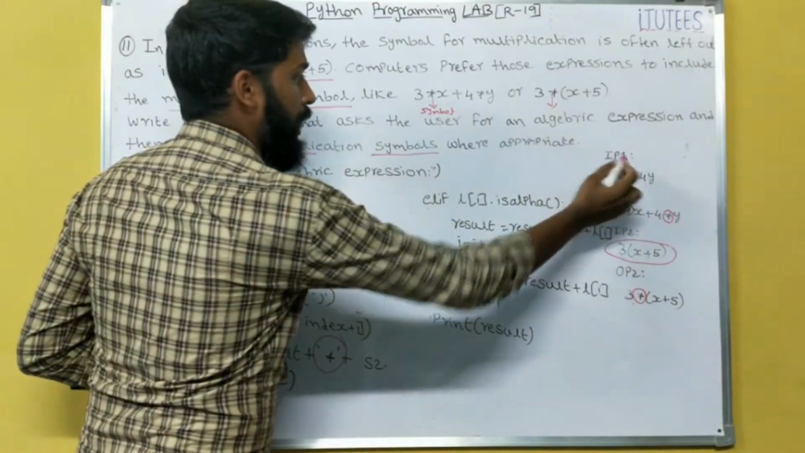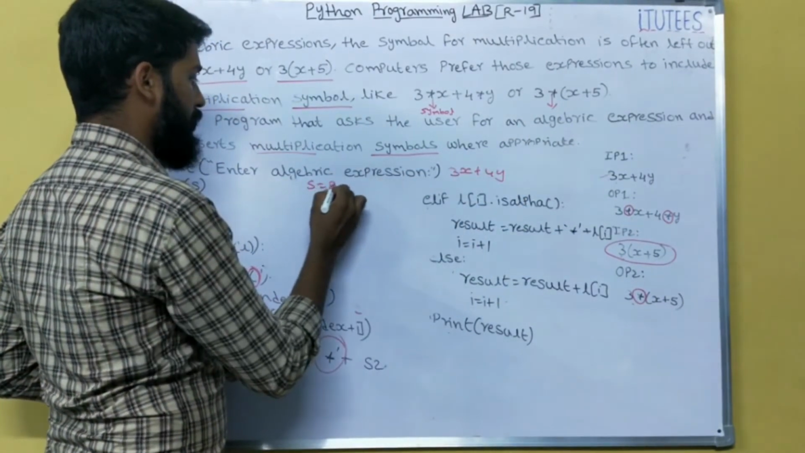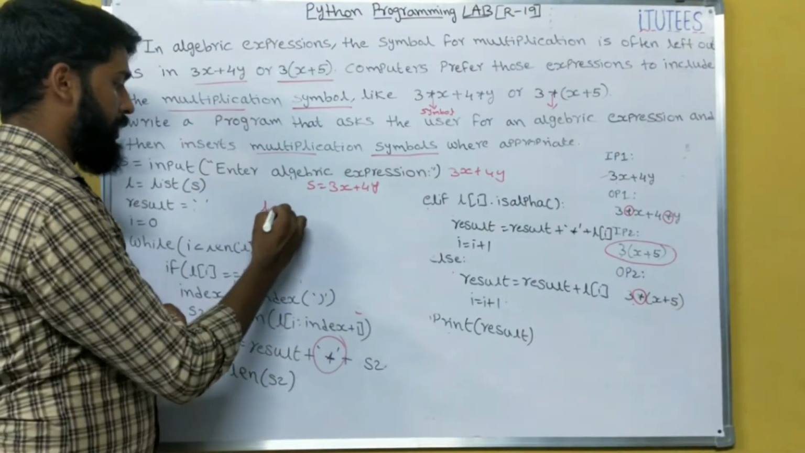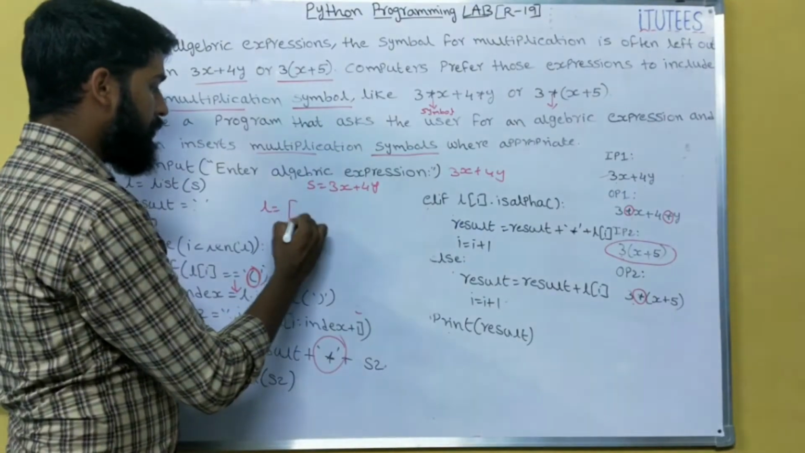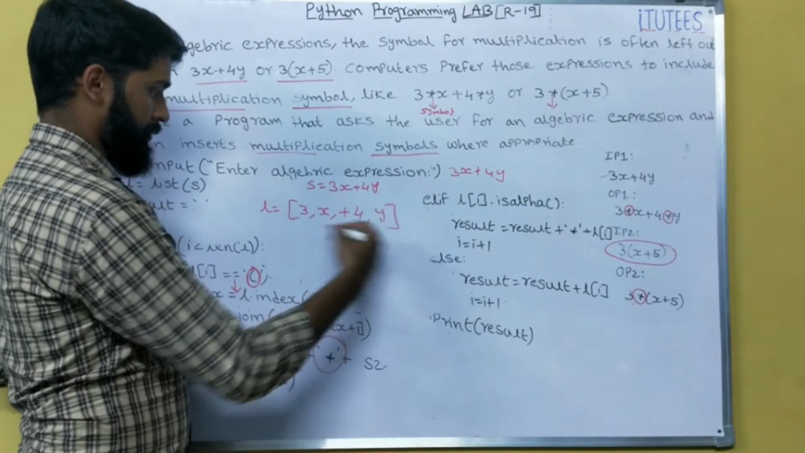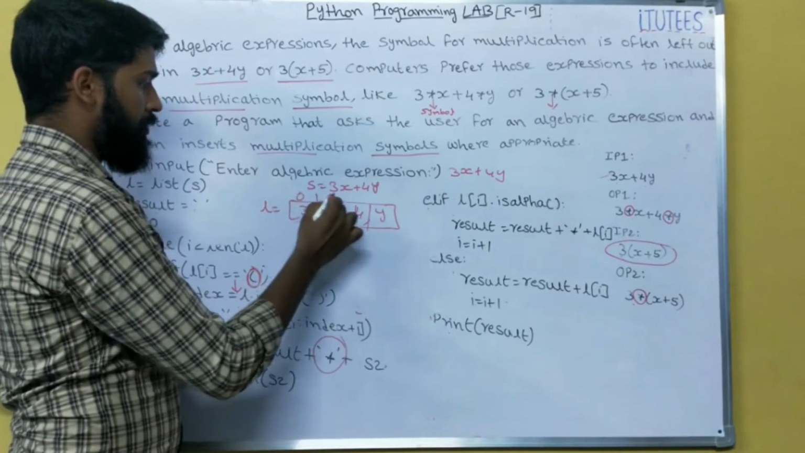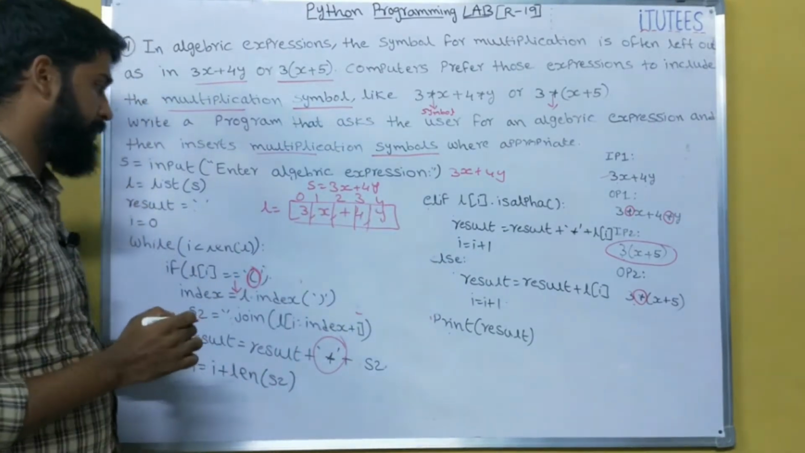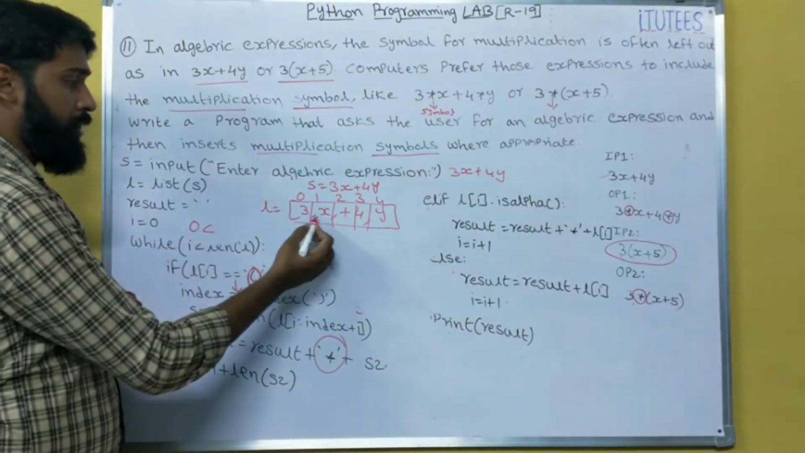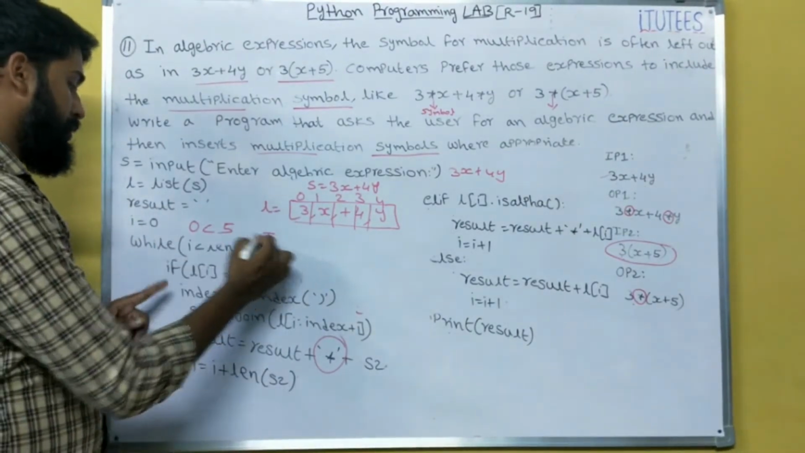So now we see another input. 3x plus 4y is the S. S equals to 3x plus 4y. So L equals to list. That means L equals to 3 comma x comma plus comma 4 comma y. The indexes are 0, 1, 2, 3, 4. So to store the result, initial I equals to 0, 0 less than 5. The length of the L is 5. It is true. So enter into this.